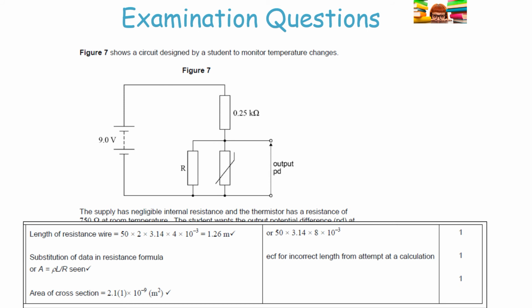So it's going to be 1.26 meters. We can then say A equals rho L over R, so you can work out your value to be 2.1 times 10 to the minus 9 meters.